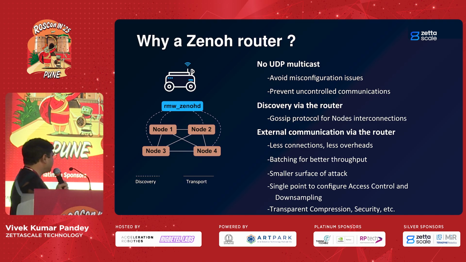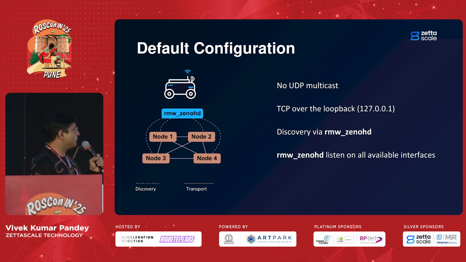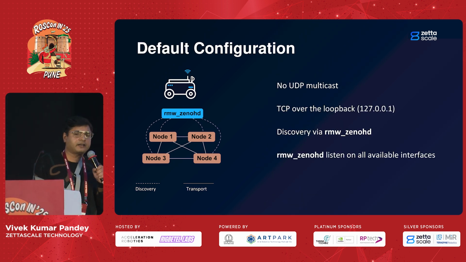And because there is only one point exposed to the external world, it has a small surface of attack. You can impose access control, downsampling, transparency, compression, shared memory, and configure all these things at the router level. In RMW Zenoh, we have some default configuration.